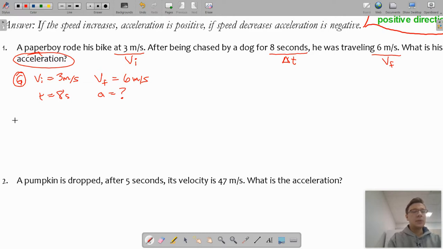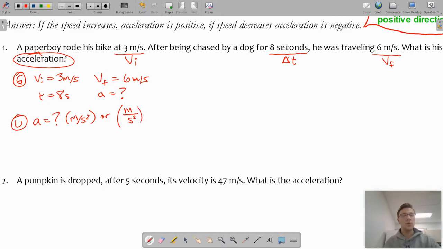Our next step is to write out the units for the unknown. I always want you to rewrite the unknown here. So we're solving for acceleration, and we know that we're going to have units of meters per second squared for acceleration. That's just squaring the seconds. Another way to write this would be m over s squared, where the s is the only thing that's squared.